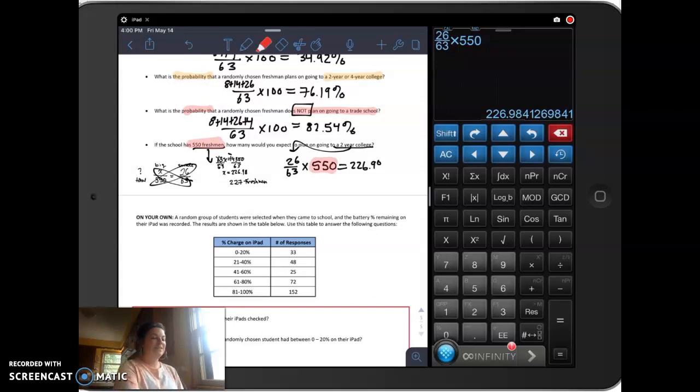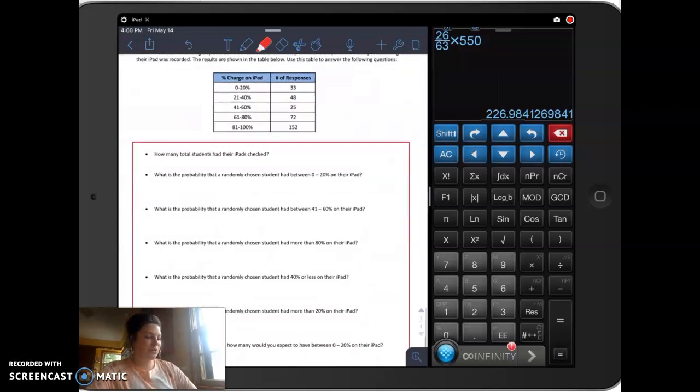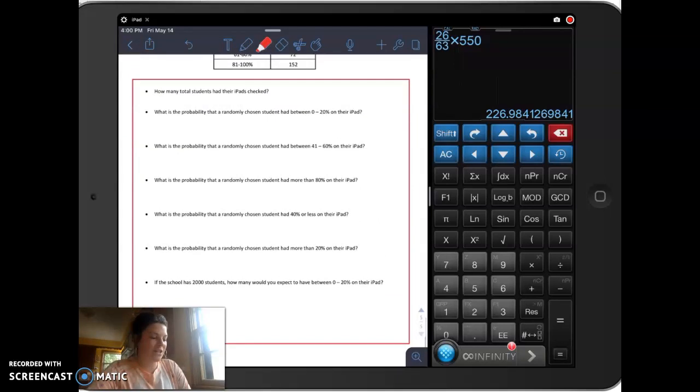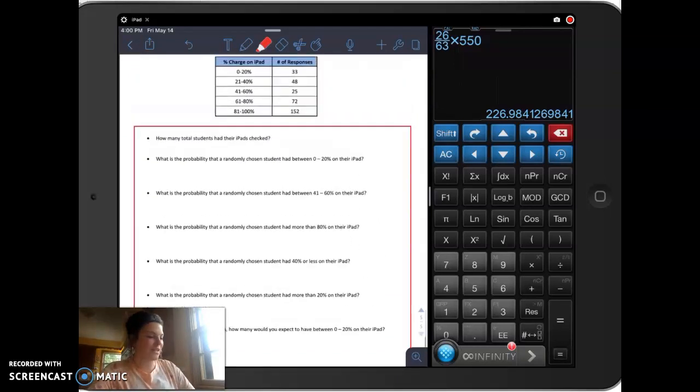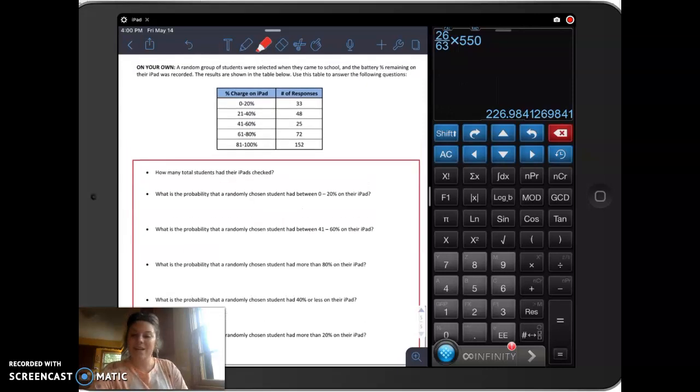All right, so there you are. There's your second lesson. Keep going. Do the rest of this. We will talk to each other about these answers in class on Monday or Tuesday. Good luck. Feel free to reach out with any questions.